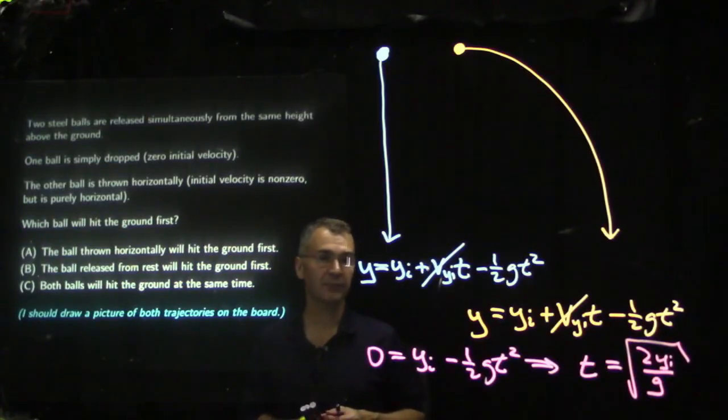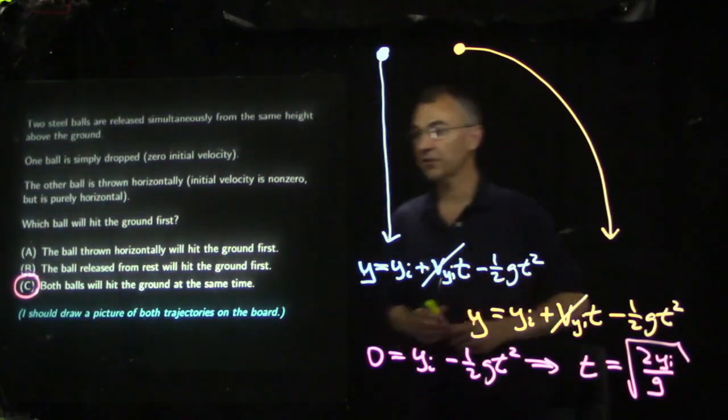So it appears that in the absence of air resistance, the horizontal motion makes no difference at all to what time will hit the ground. By the way, I think our answer is C. Charlie, both balls hit the ground at the same time.